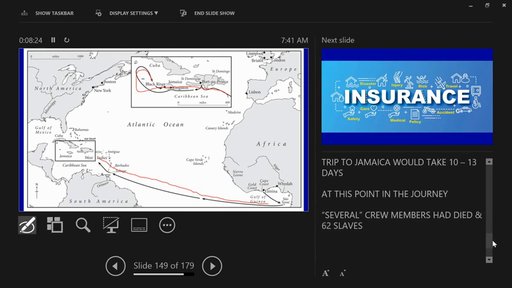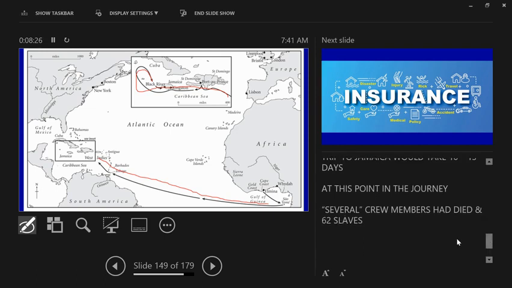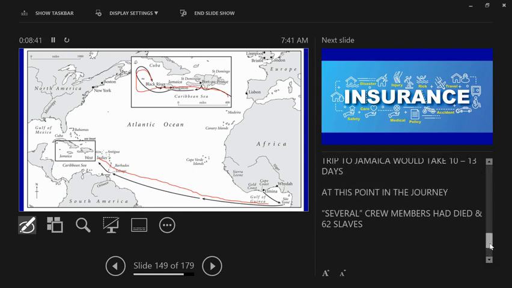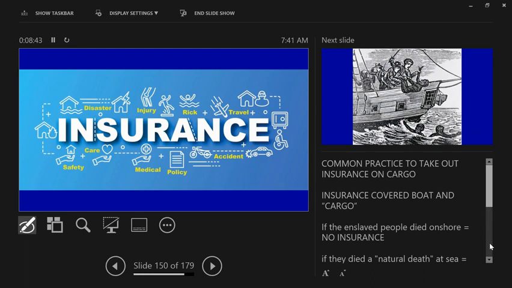So at this point of the journey, several crew members had died, and about 62 slaves had died already. So if you only have a limited source of water and you have all these people that you have to get water to, what do you do? Yeah, you start throwing people overboard.